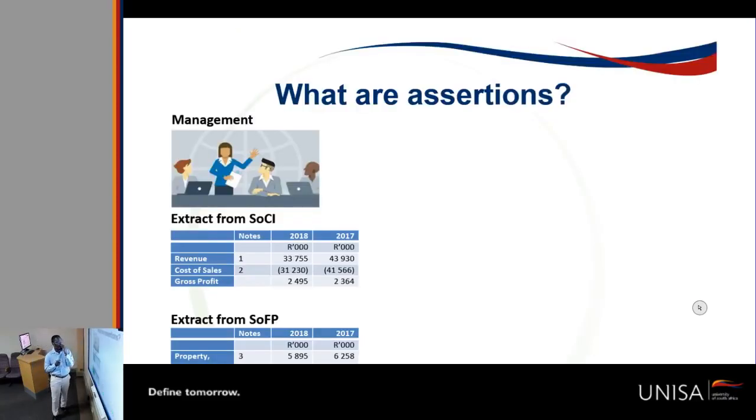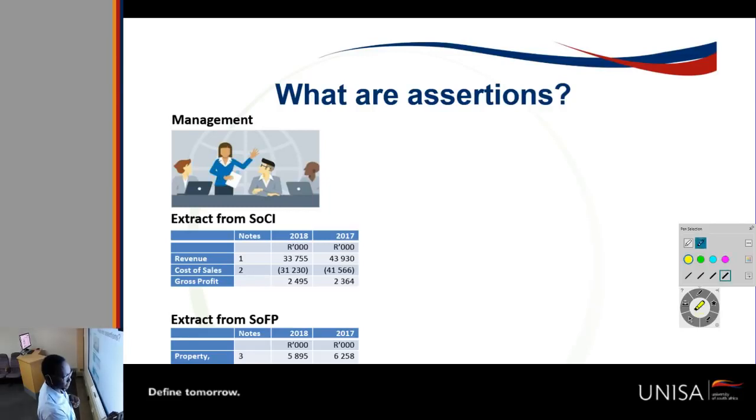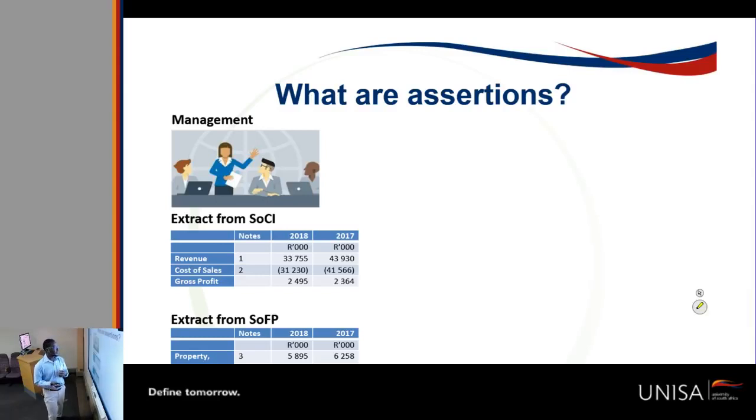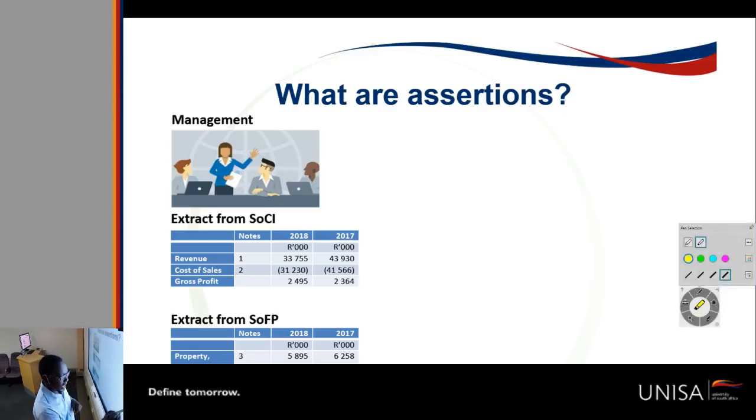Okay, so let's begin with what are assertions. Management prepares the financial statements. Once these financial statements are prepared, they are then given to the auditor to audit. And we audit based on assertions. So it's important to know what assertions are. When management gives the financial statements to us as auditors, and prepares them on behalf of their investors, they are saying a few things in those financial statements.